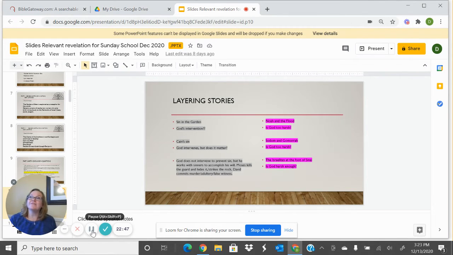And so you have that message under the surface of those stories of sin. Now look forward to other sin stories. God does not intervene to prevent sin, but he works with the sinners to accomplish his will. So look at, for example, Moses. Moses kills the guard. He strikes the rock, and he is cursed for that, not allowed to go into the promised land. You could argue, gosh, that's a little harsh, but of those to whom much is given, much is expected. He's held to a high level of accountability.